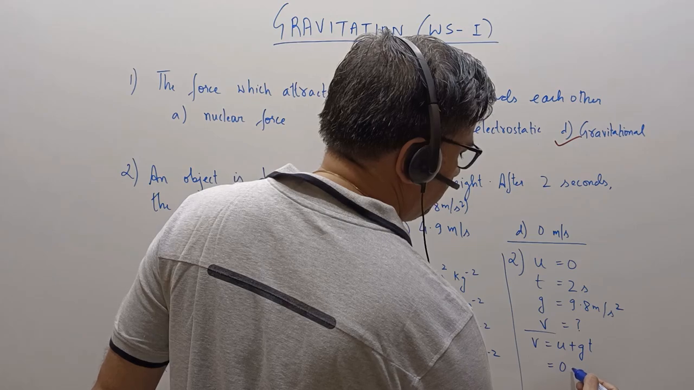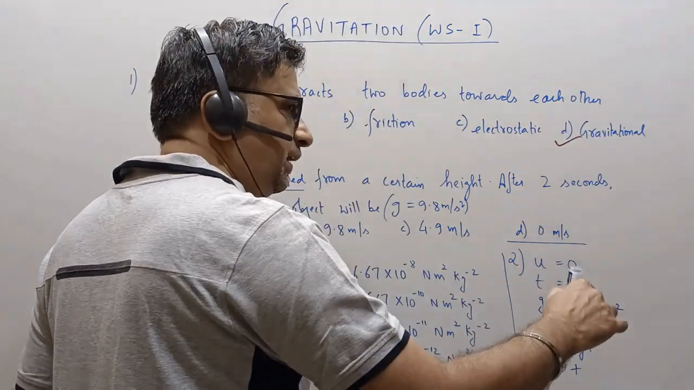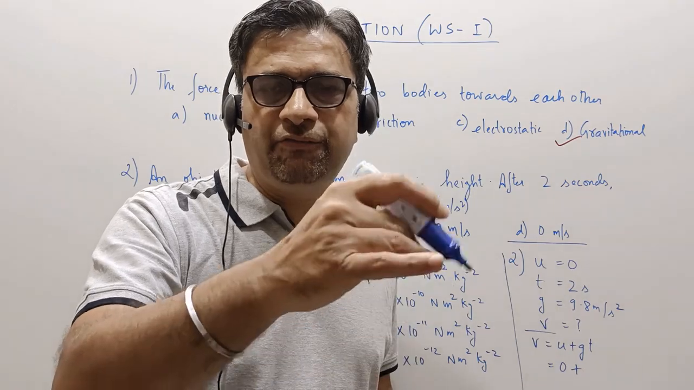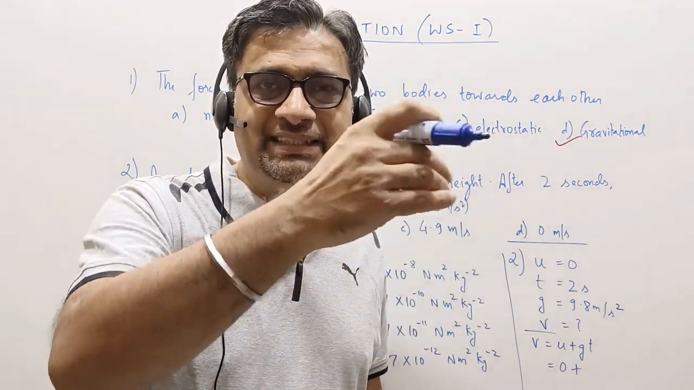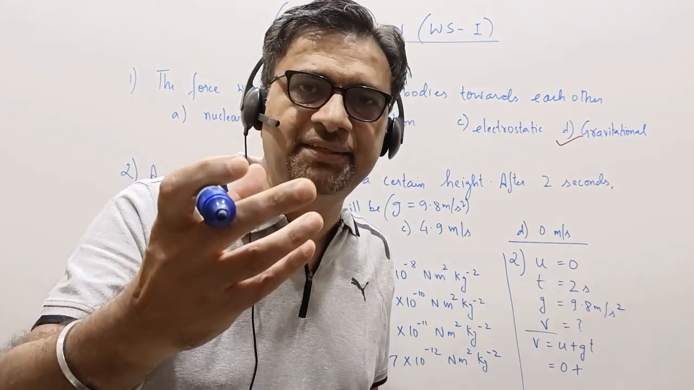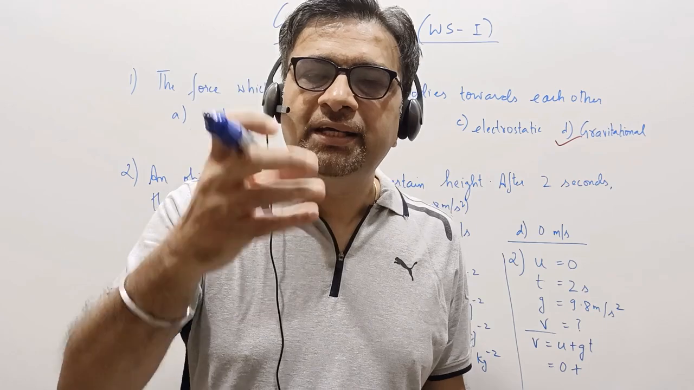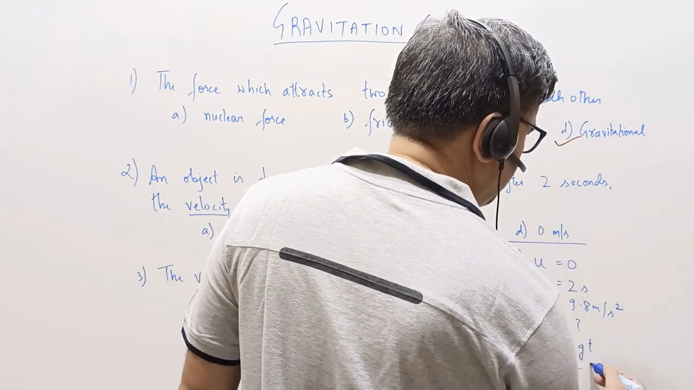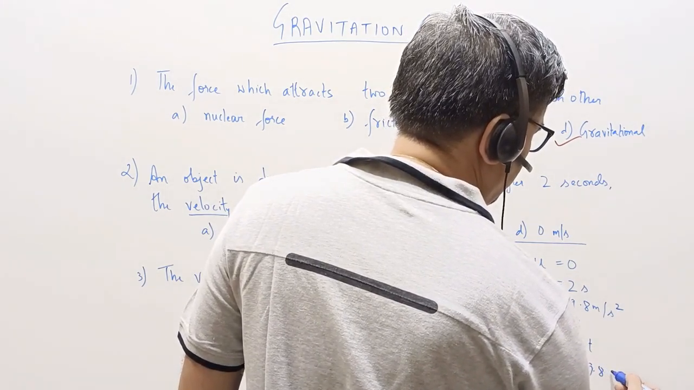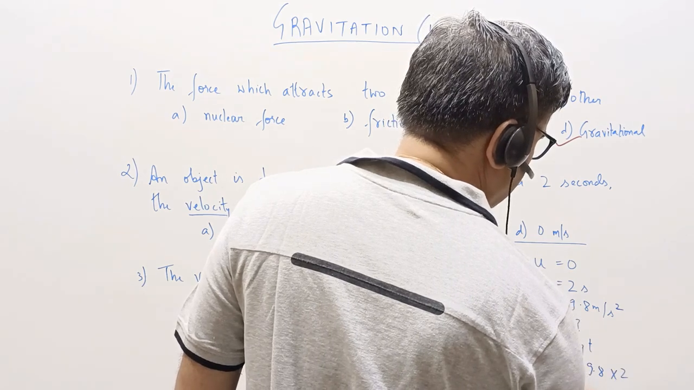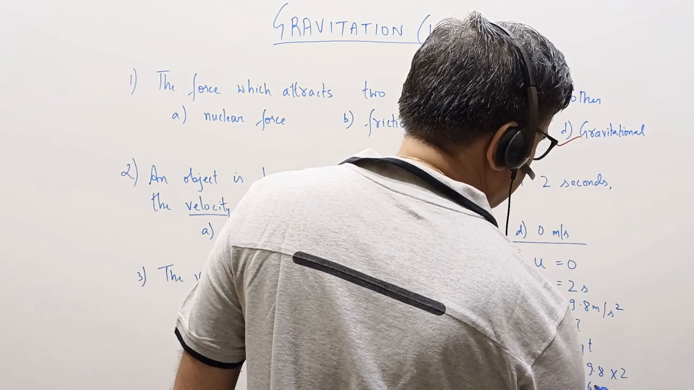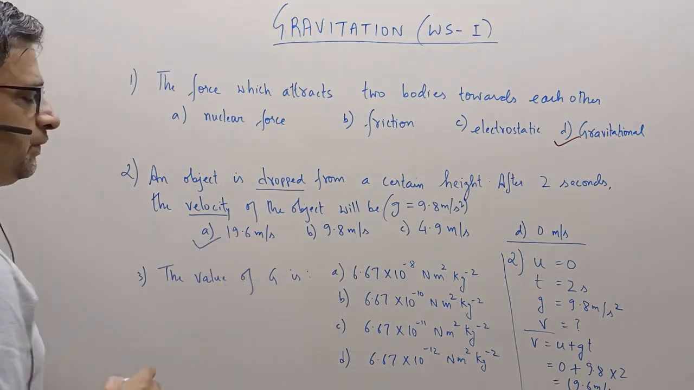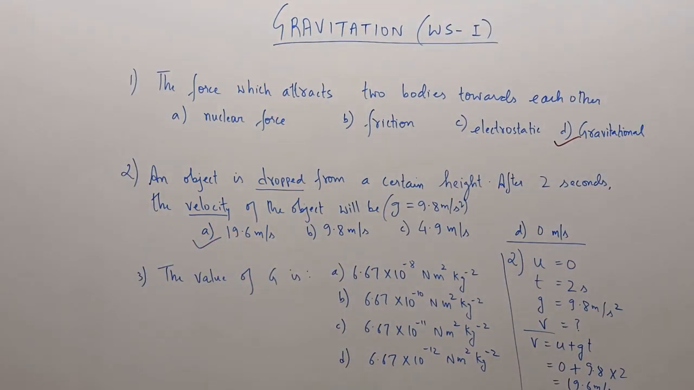So U is 0. G: it's falling, so it's accelerating in the direction of the acceleration due to gravity. The body is accelerating in the positive direction of the acceleration due to gravity. So G will be plus 9.8. And we are talking about time, which is 2 seconds. So in all, it comes to 19.6 meters per second. And that's the reason why A will be the answer. A will be the correct answer choice.